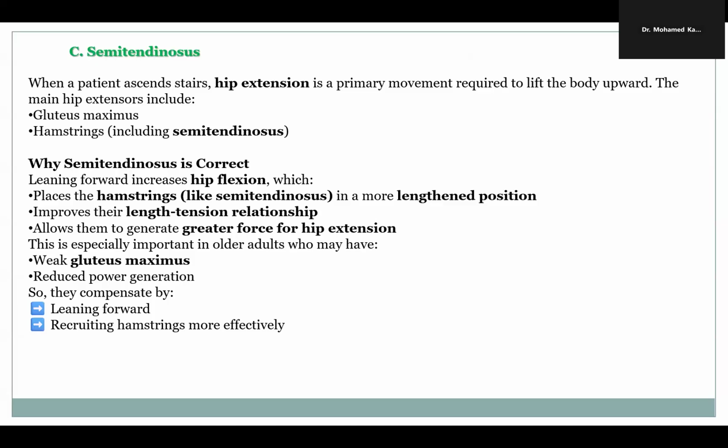So this is very important in older adults because sometimes they have weak gluteus maximus, reduced power generation. So they try to compensate by leaning forward, increasing the length of the hamstrings, and this improves the length-tension relationship. And this will recruit hamstrings more effectively. So this is the explanation why among the four options, semitendinosus is the correct option.